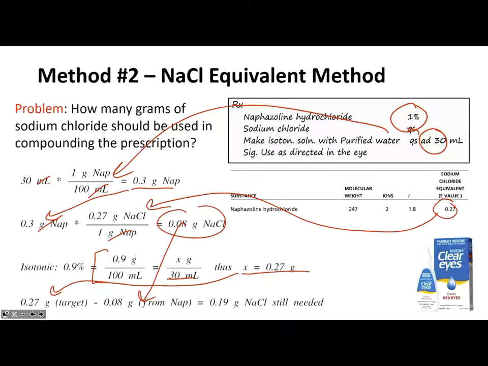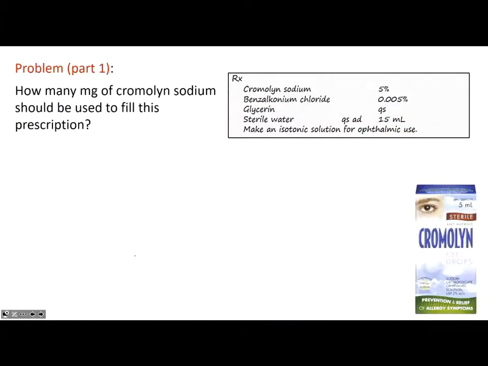So the last question, because I know you'd be bored by now, is kind of a mini review. So we'll eventually get to the isotonicity calculation at the end, but let's test your mathematical prowess up to this point by asking a couple of other kind of cool questions along the way. So let's make a cromolyn sodium eye drop. All right, so is this commercially available? Have you guys heard of cromolyn sodium? Okay, it's essentially used for allergies, eye allergies. It's a mast cell stabilizer, so it prevents histamine release.